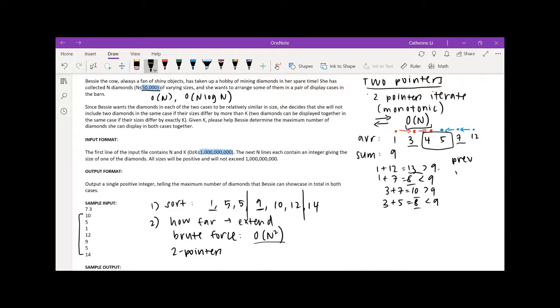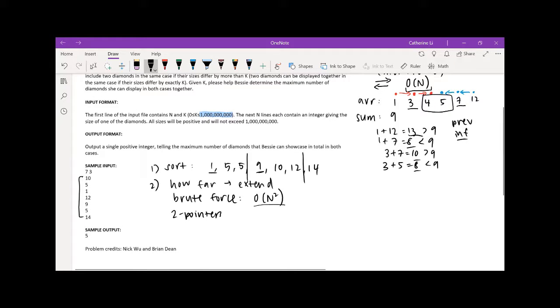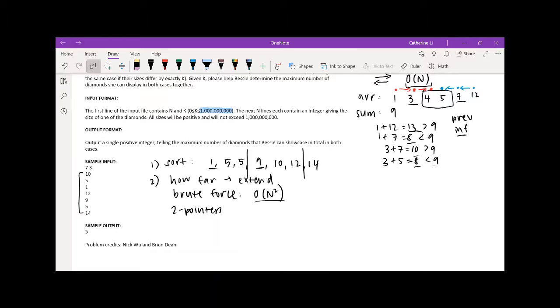Okay, so now we're going to see how to apply this to this problem. If we use 2 pointers, the way we do this is we're trying to see how far one starting point can extend, and do that for all possible starting points.